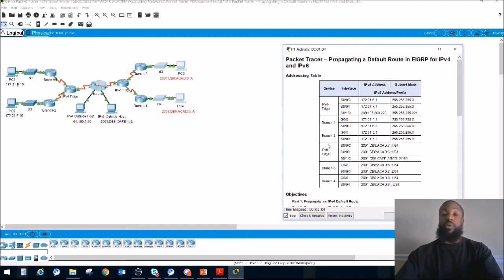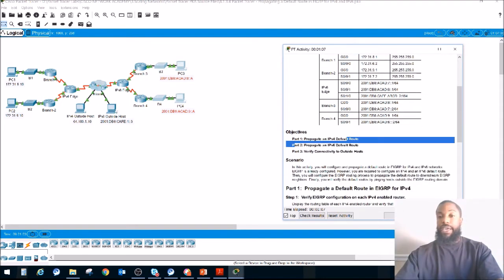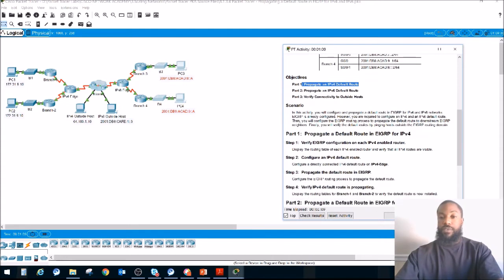That's the addressing guide. You can pause it, freeze frame it if you want to. Step 1, we're going to propagate the default route in EIGRP. I'm not going to read this to y'all.